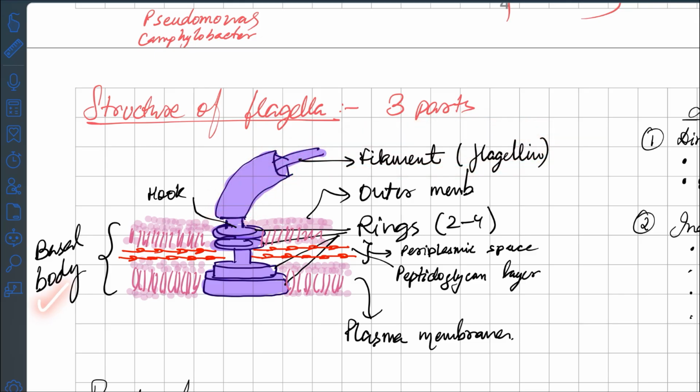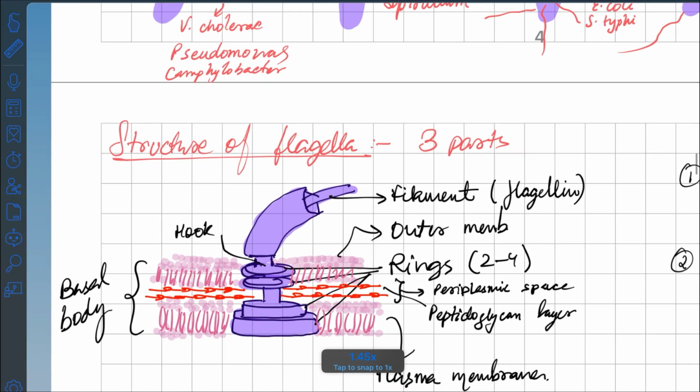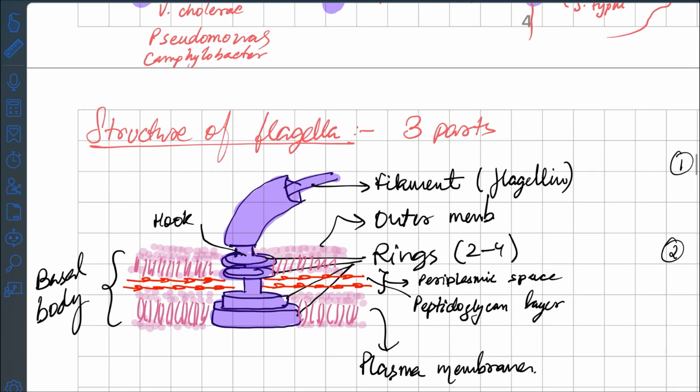Okay, the basal bodies are of different kinds. They can be different in structure in different bacteria. It is generally made up of ring-like structures, and these rings can be 2 to 4 in number. So this was about the structure of flagella. Just a basic idea about it. You don't really need to know much in detail.